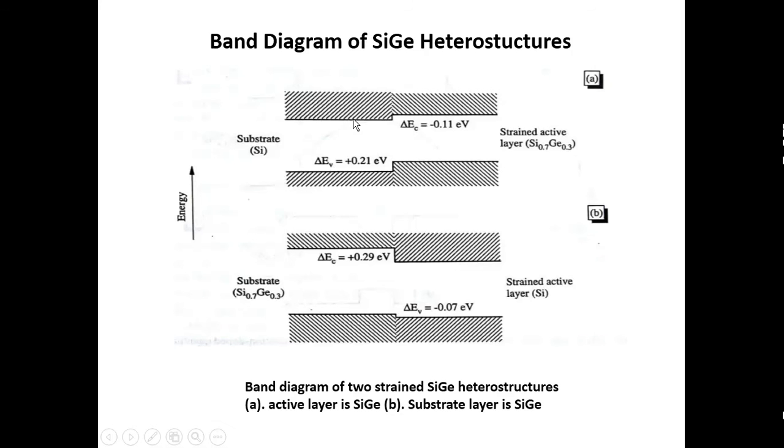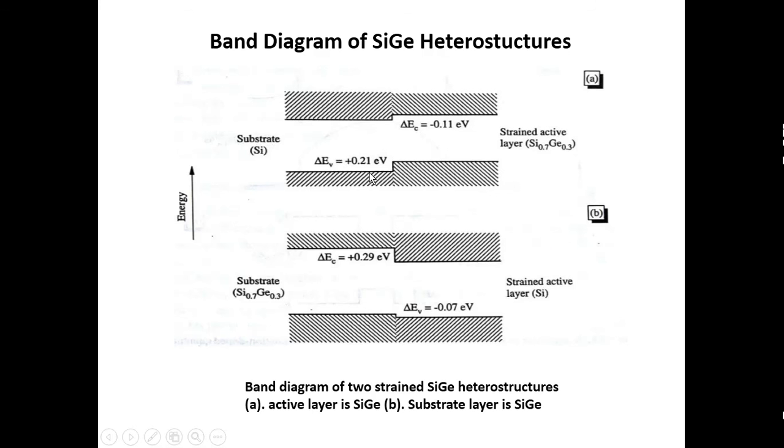Now let us consider this band diagram. This is the energy band diagram for the Si-Ge structures. In the first case, the substrate is silicon and the strained active layer is Si-Ge. This is the strained active layer. See here, this is 0.11 electron volt delta Ec, here it is 0.2, this is minus 0.11 electron volt, this is plus 0.21 electron volt. So the interface between these structures is actually strained.